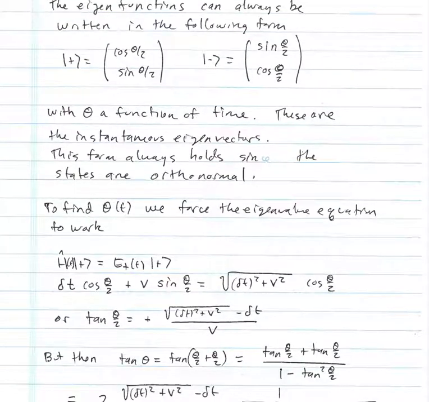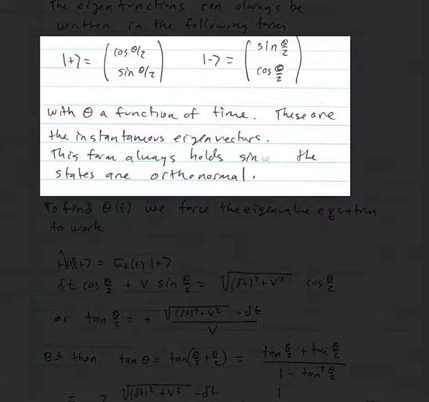So we can go ahead and find the eigenvectors of this. And because the two eigenvectors are orthonormal vectors, we can always write them in the following form. Cosine theta over 2, sine theta over 2 for the plus, and sine theta over 2, there should be a minus sign in there, minus cosine theta over 2 for the minus state. So there's a typo there. The lower term should have a minus sign on it. And theta would be some function of time. These are what we would call the instantaneous eigenvectors.